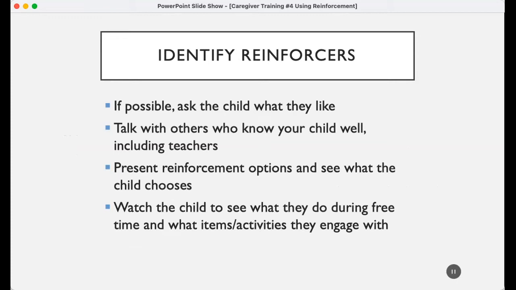How do you identify reinforcers? Remember, reinforcers are up to the individual. They have to be desired, liked, wanted. You can ask your child what they like if that's possible. If not, talk to others who know your child well, such as teachers or therapists. You can also present an array of options to see what your child chooses, or give them free access and just watch what they gravitate towards or engage with.